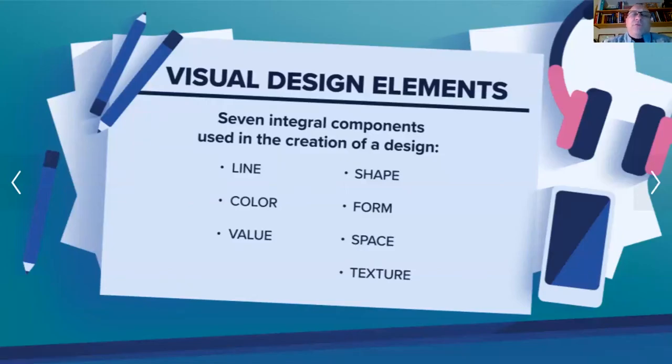Today, I'm going to talk about visual design elements and visual design principles. So let's get started with the elements. There are 7 different types. There's line, color, value, shape, form, space, and texture.